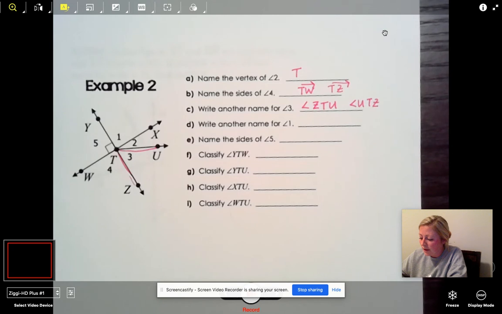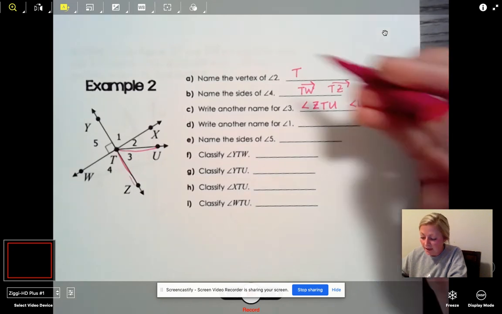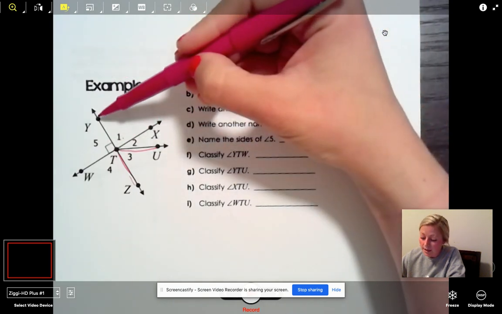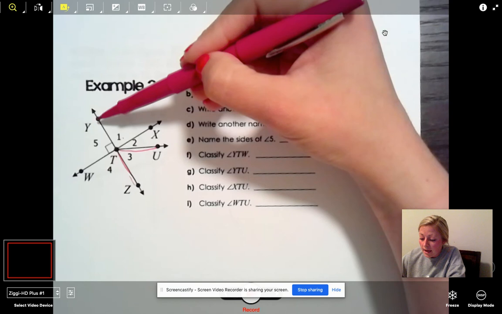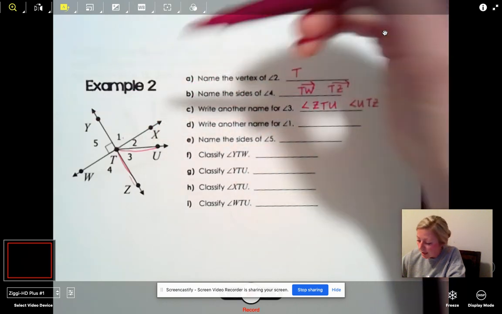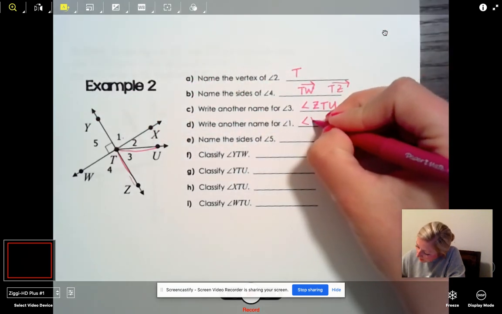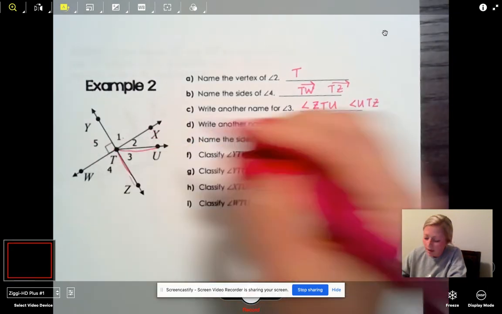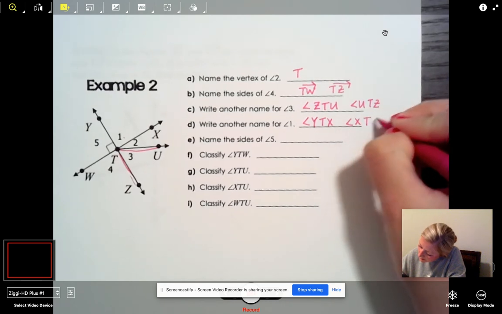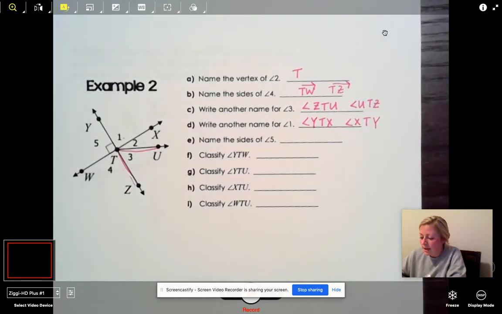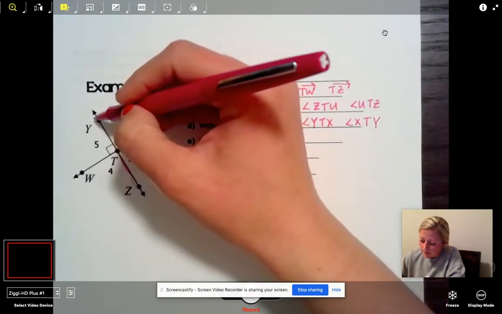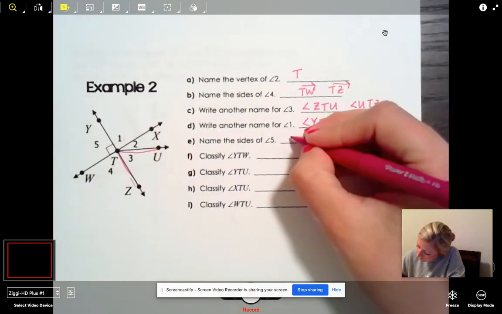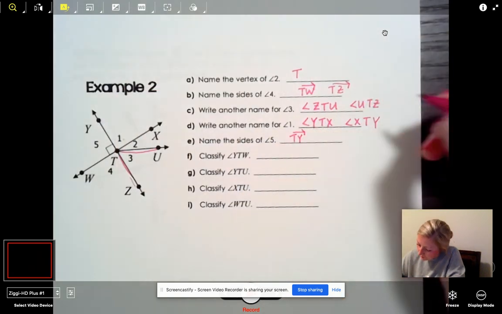Right, another name for angle 1, same type of idea. Again, we can't call it angle T because we have multiple angles coming from T. So trace it out. What are my 3 letters? Angle YTX, or angle, go the other way, XTY. Name the sides of angle 5. So here's angle 5. What are those 2 rays? Ray TY and ray TW.